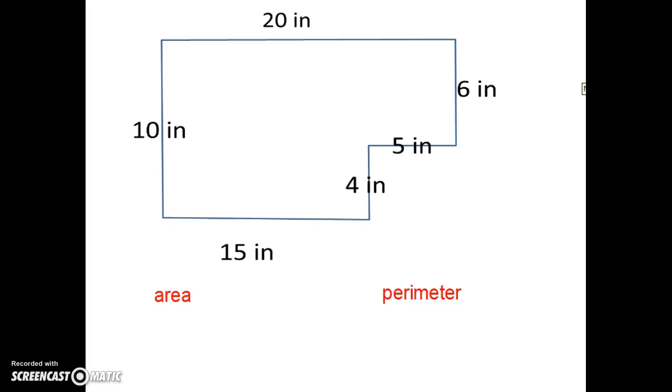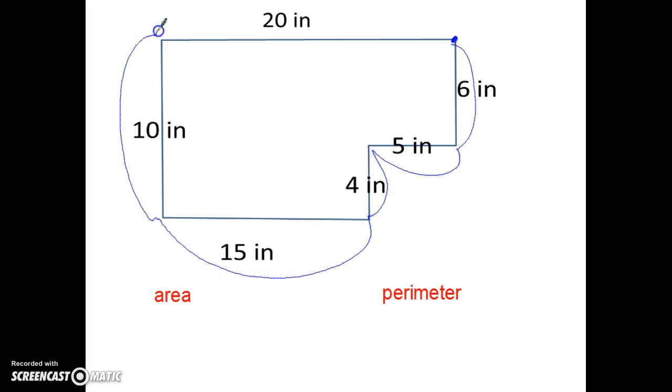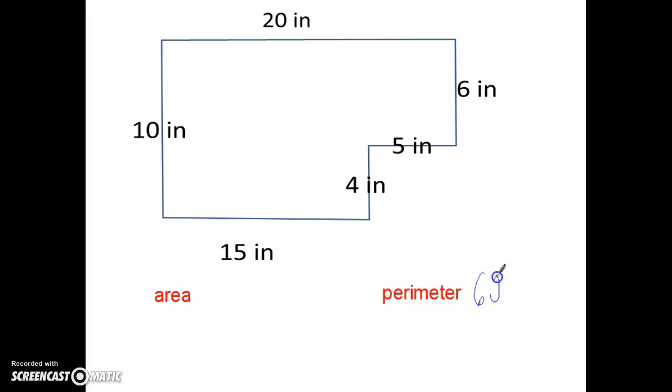Let's try another one out. Perimeter, if you've noticed, I like to try to go to that top right corner every time, and then I just work my way back around. Whatever you do, try to be consistent. So I got a 6, 11, 15. 15 plus 15 is 30, plus 10 is 40, plus 20 gets me to 60 inches. Just write it this way, 60 inches.